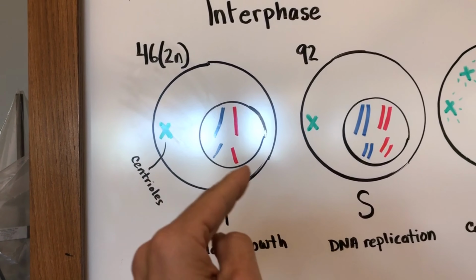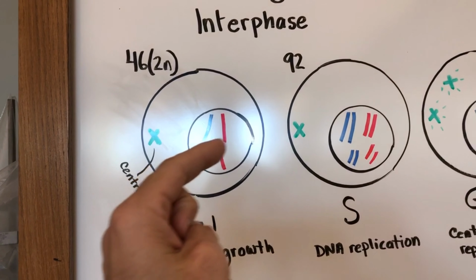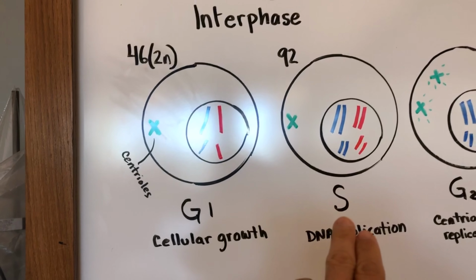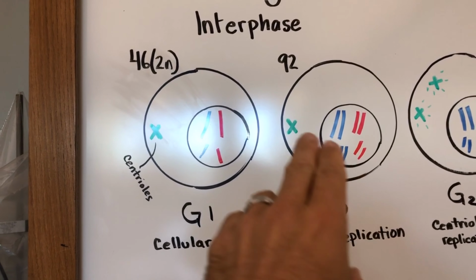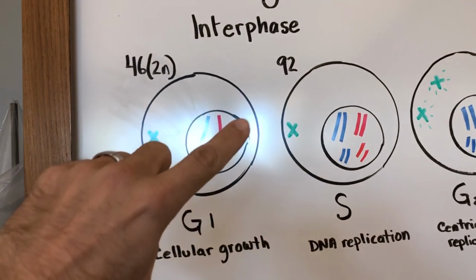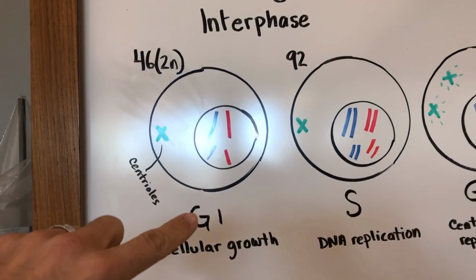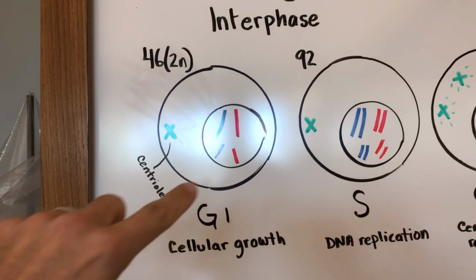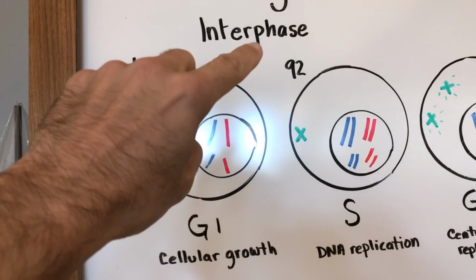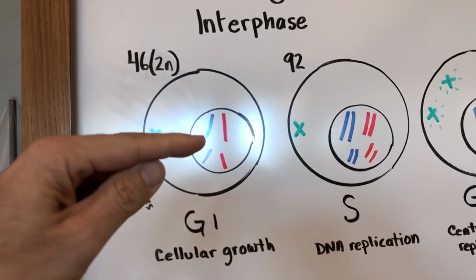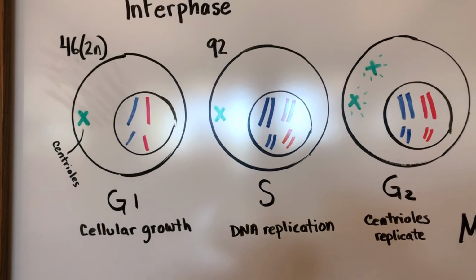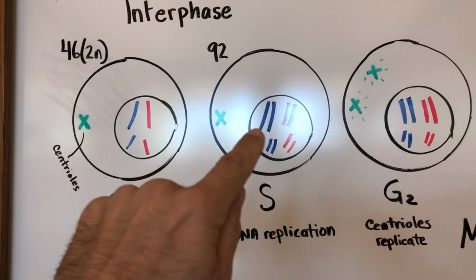Now, usually if the cell wants to reproduce or divide, the cell will proceed to S phase. But if the cell does not get that clearance to go into S phase, the cell will exit the cell cycle and actually enter what's known as G0. Just be aware of that. The cell can exit the cell cycle and go from G1 to G0. But when the cell does get the go-ahead to go forth into S phase, it'll copy each and every chromosome.